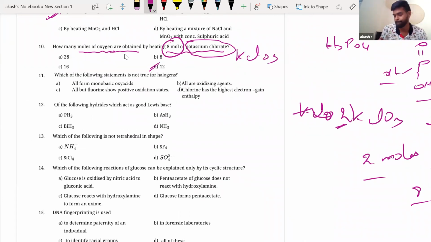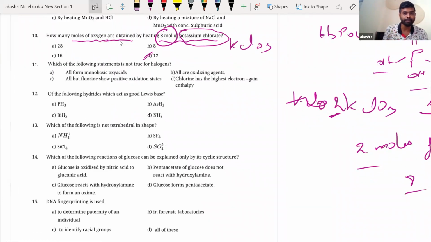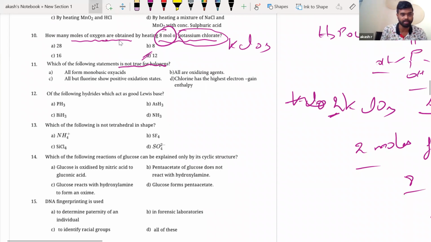Moving on. Which of the following is not true for halogens? All form monobasic oxy acids. First of all, what do you mean by monobasic? Can someone tell me what monobasic is? Nobody knows what is monobasic.